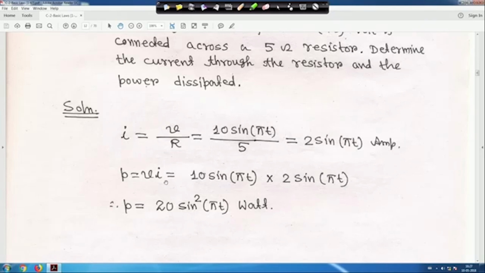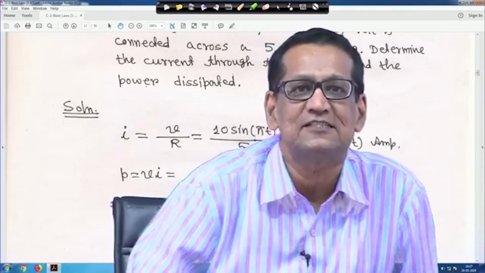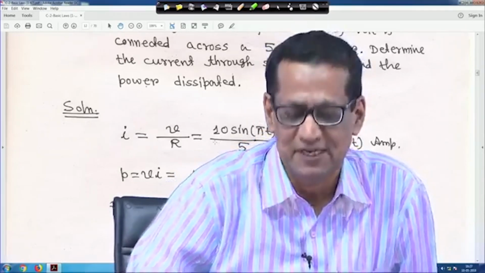And power is equal to V into I. So the voltage is 10 sin pi t into 2 sin pi t, so ultimately P is equal to 20 sin square pi t. It is a time function, but in the case of single phase or three phase AC circuits, when we go for AC circuit analysis, at that time we will see this one.